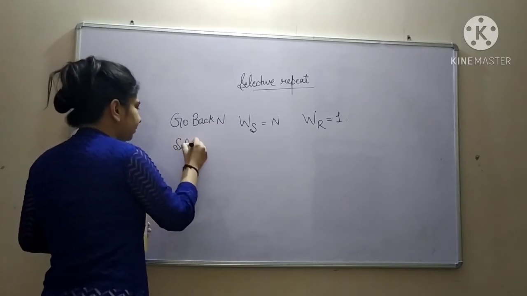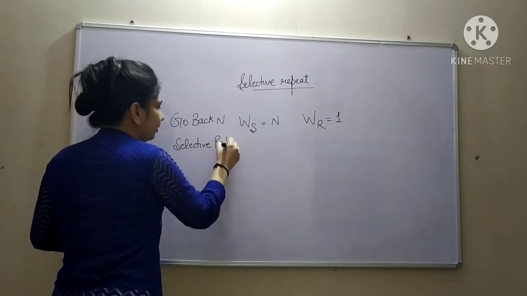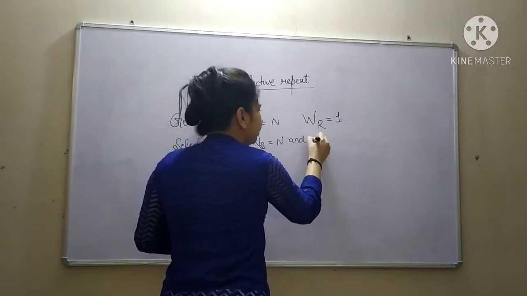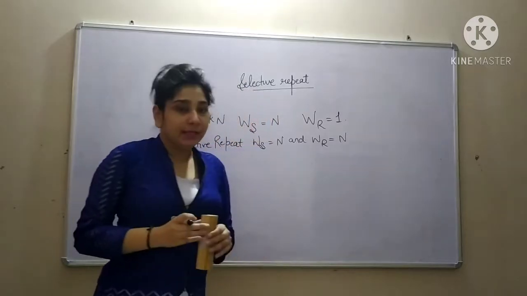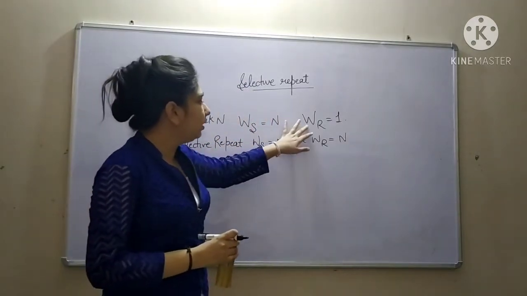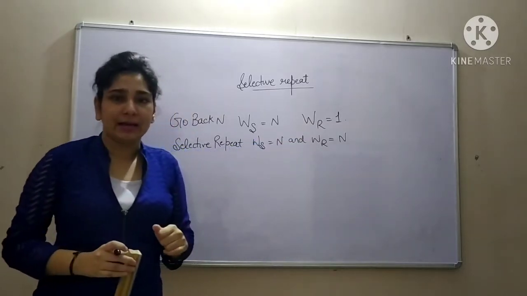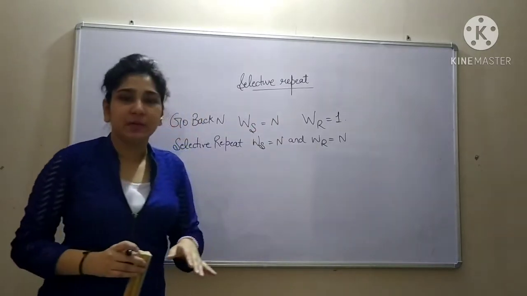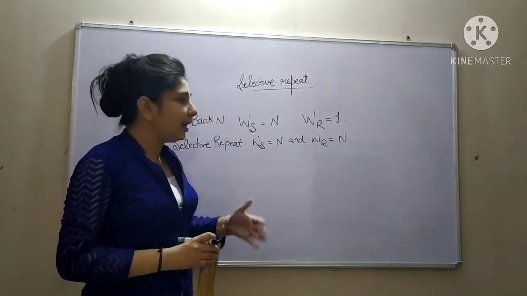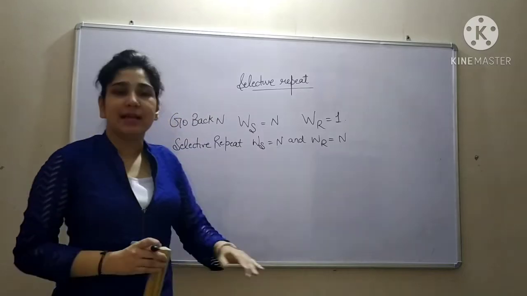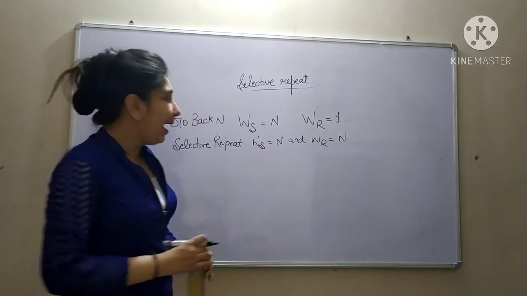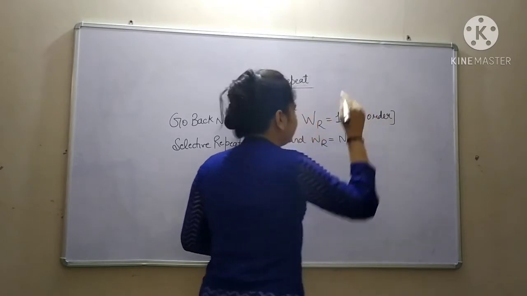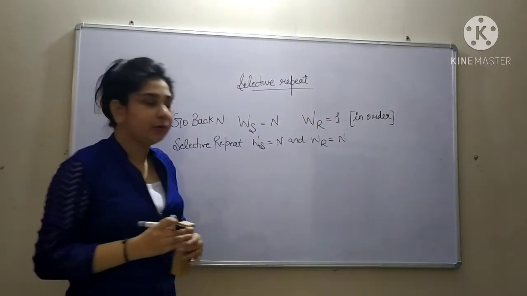In selective repeat, sender window size is N and receiver window size is also N. In go back N at one particular point of time, receiver could receive only one packet, but we have improved a little bit over go back N. In selective repeat, the receiver window size is N. Receiver can receive all the packets which sender is transmitting at a time, and it is basically out of order.